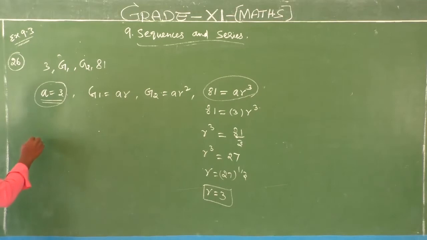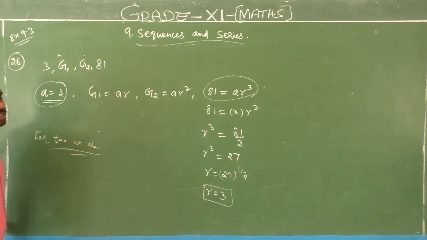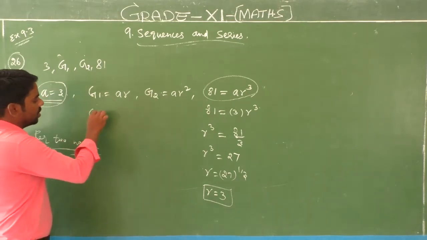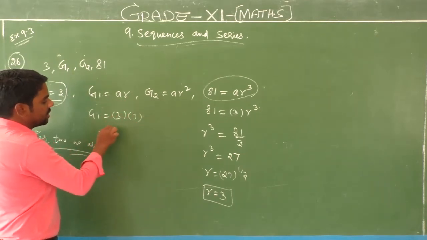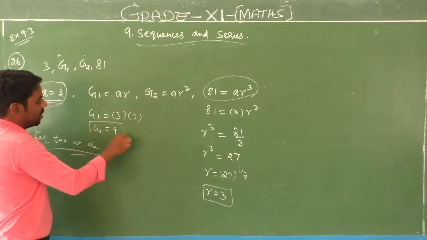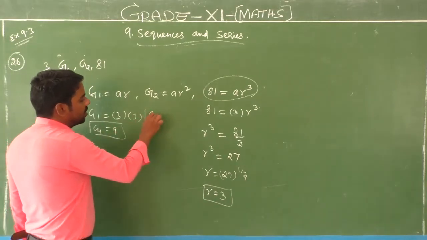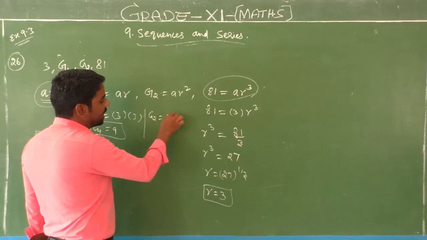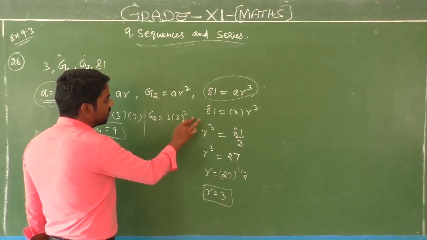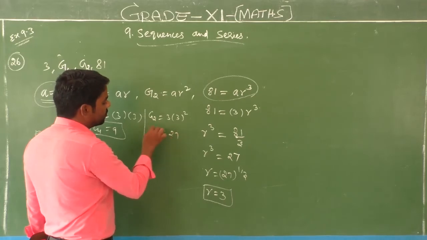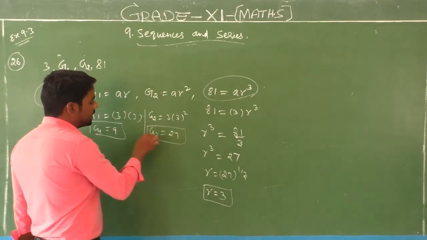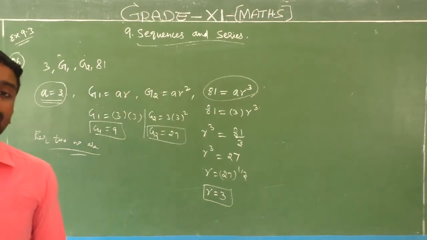Okay, the two numbers are G1 and G2. Here G1 is equal to a into r. a is 3 and r is 3, so 3 threes are 9. So G1 is 9. And G2 is ar square. It is 3 into r square, which is 3 square, so 3 into 3 square is 3 cube. 3 cube is 27. So G2 is equal to 27.